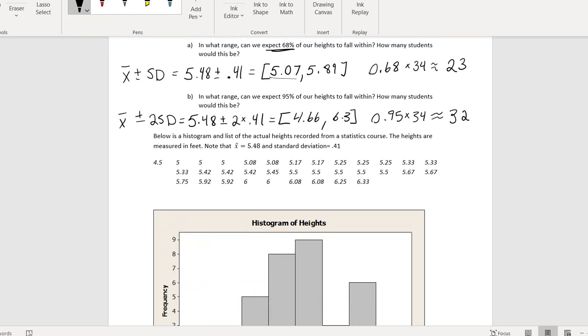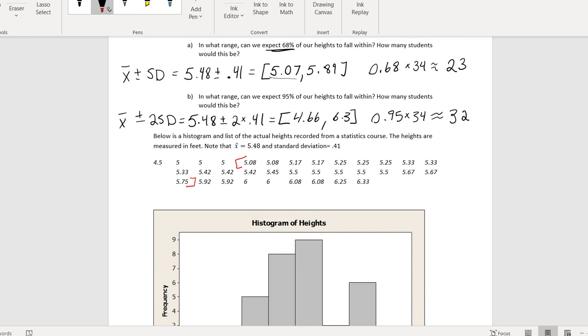Okay, so that's my expectation using the empirical rule. Now below I have the actual histogram and the actual height of these students recorded. So if we look at this, let's go ahead and write down the intervals. So 5.07, that would not include the person that's 4.5 feet tall or the 3 people that are 5 feet tall, but it would include this person here all the way up until 5.89, so up until this person.